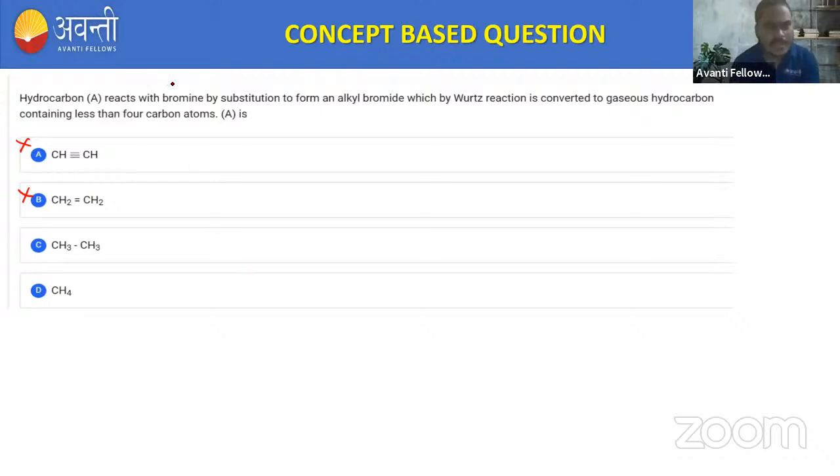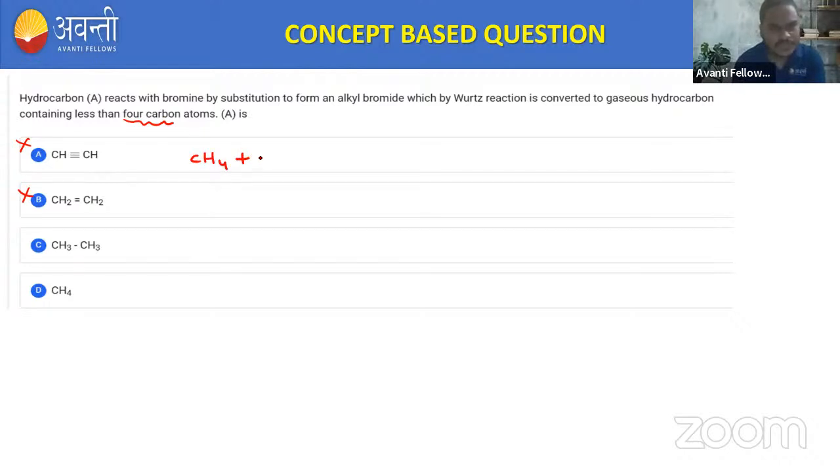See, hydrocarbon A reacts with bromine. Let me tell you one thing, because they are clearly mentioning that it is converted into a gaseous hydrocarbon containing less than 4 carbon, right? So it should be less than 4 carbon. That's why I'm not taking this CH3CH3, right? Why? If I took CH3CH3, then what happened? Then it will make more than 4 carbon. Let me explain now. For example, we took CH4.